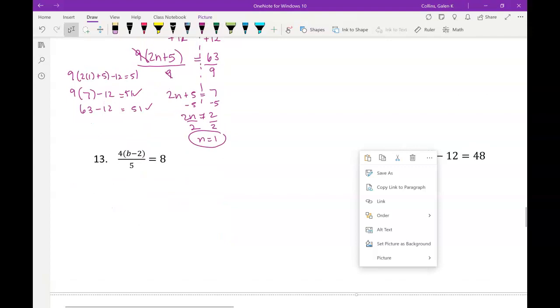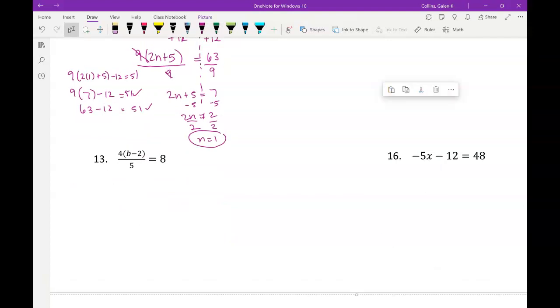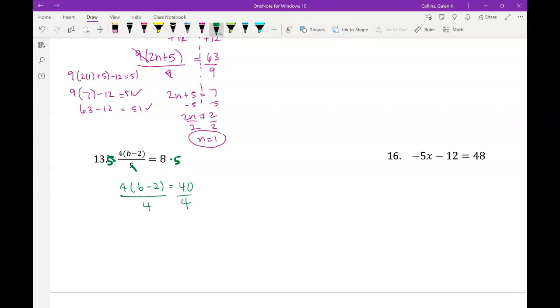All right, lastly, number 13. Again, you can decide if you want to distribute that 4 right away. You can. What I would probably do first, just to get rid of the fraction, is multiply both sides by 5. It is not wrong to distribute the 4 first, but when we multiply by 5, I now don't have a denominator of 5. And of course, 8 times 5 is 40. All right, so here you go. You could either distribute that 4, or you could divide everything by 4. The reason I like to divide everything by 4 is it expedites the amount of work I have left. I don't have to distribute and then do 2 more things.